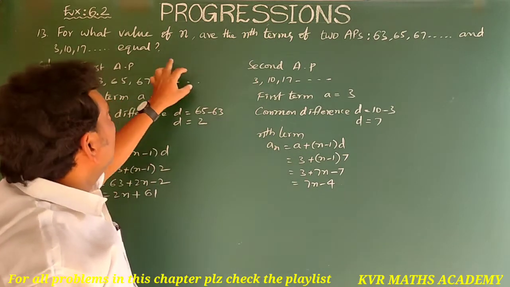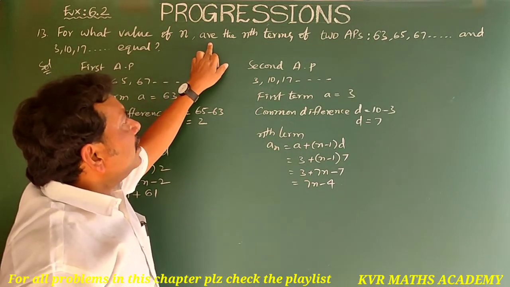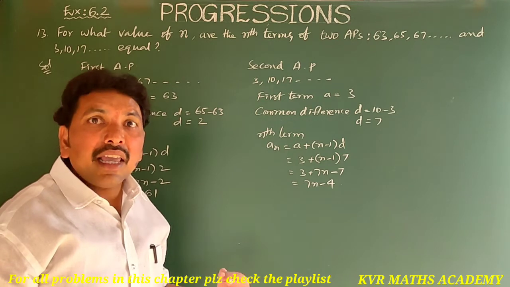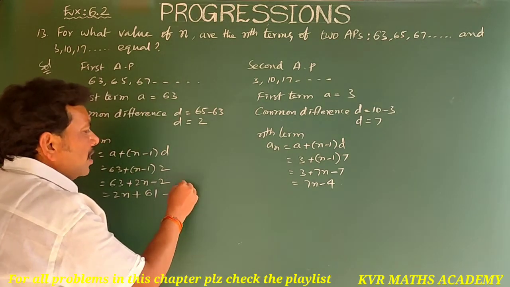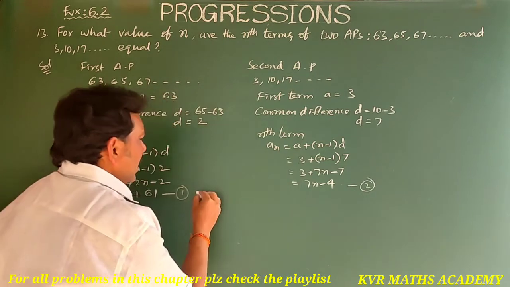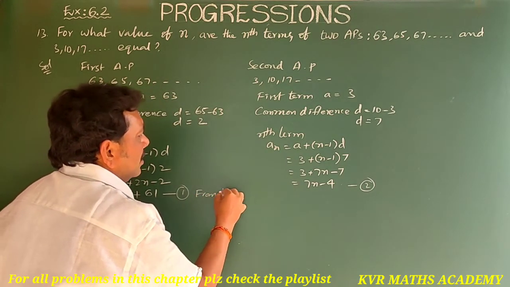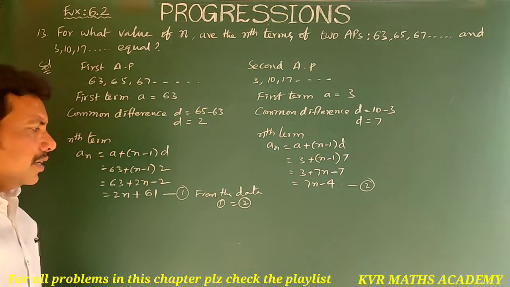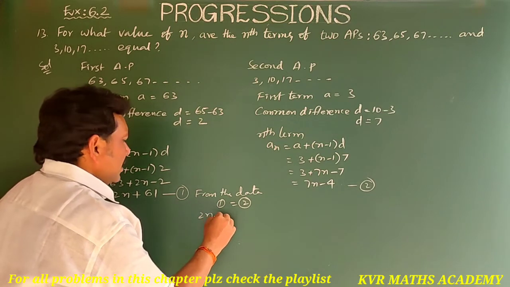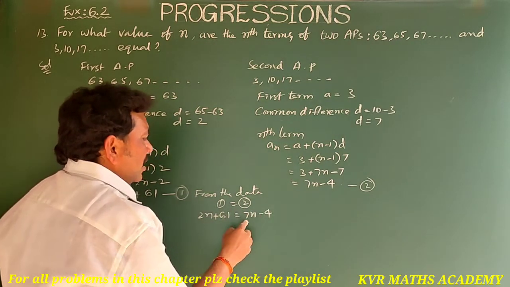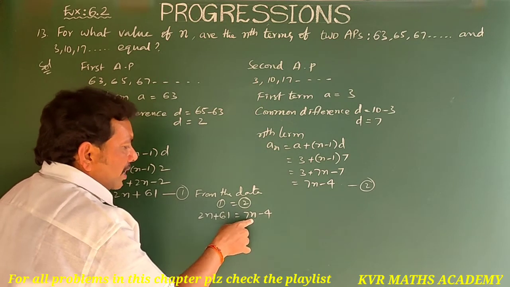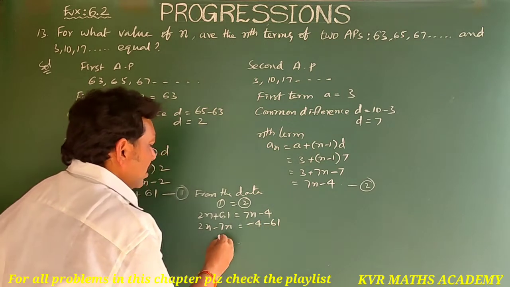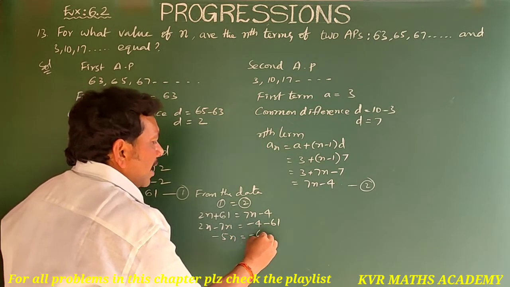Here what has been asked is, at what value of n are the nth terms of the two APs equal. Suppose this is equation number 1 and this is equation number 2. From the data, take 1 equal to 2, that implies 2n plus 61 is equal to 7n minus 4. Yes, 4 transferred to this side and 7n transferred to this side. 2n minus 7n is equal to minus 4 minus 61. So minus 5n is equal to minus 65.